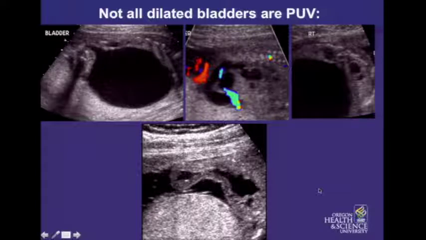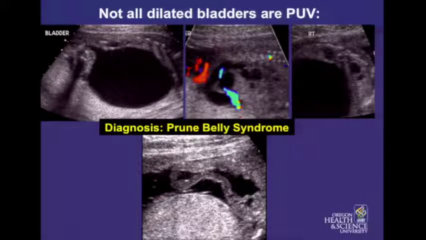Here's a case that shows that not all dilated bladders are posterior urethral valves. So we see a markedly distended bladder, but notice it is not thick-walled. Markedly distended renal ureters and renal pelvis, and after this bladder was tapped, we noticed a redundant abdominal wall, and the fluid leaked from the bladder around the fetus as well, even without putting a shunt in. So this is a case of Prune belly syndrome.